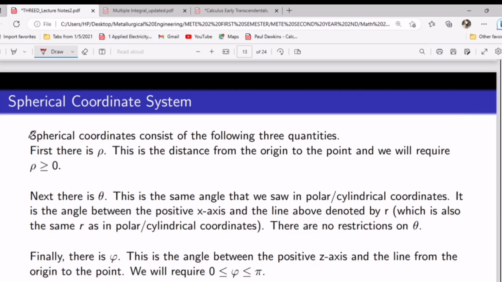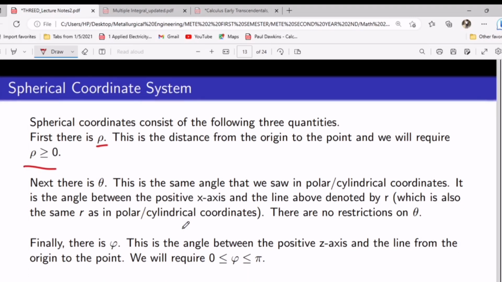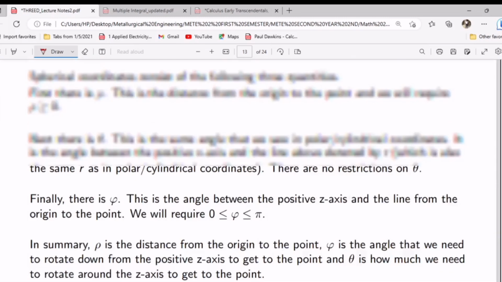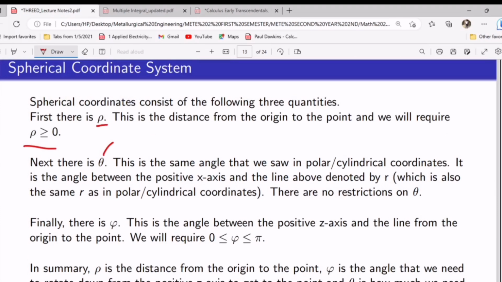The spherical coordinate system consists of three quantities. We have rho, which is the distance from the origin to the point, and we assume rho is greater than or equal to 0. We have theta, which we can get using the cylindrical coordinate system, because when you convert the Cartesian coordinate system to the polar coordinate system, you get theta from there. That's why whenever they give you a Cartesian coordinate system and ask you to change it to the spherical coordinate system, it's advisable to change it to the cylindrical coordinate system first.